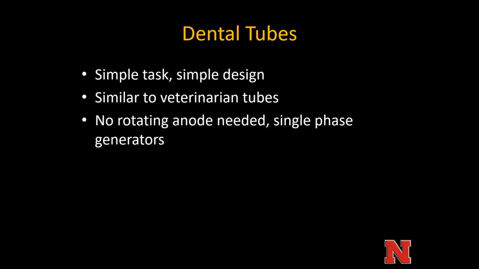Dental tubes are more simple. They have a simple task, simple design. They're more similar to veterinarian tubes, which are much cheaper to make. There's no rotating anode, single phase generator, much simpler setup.